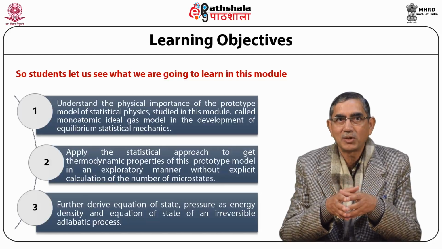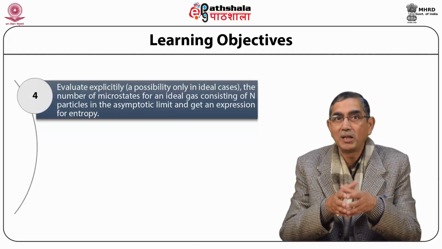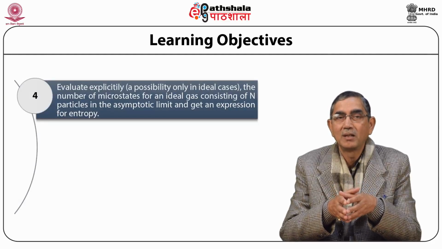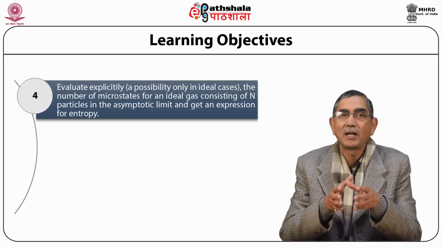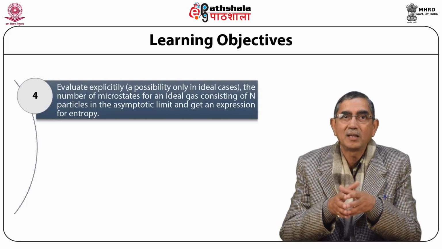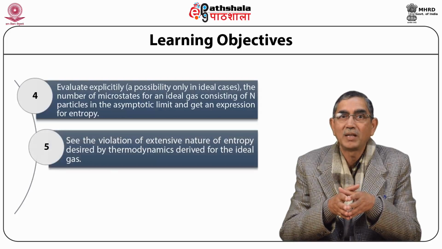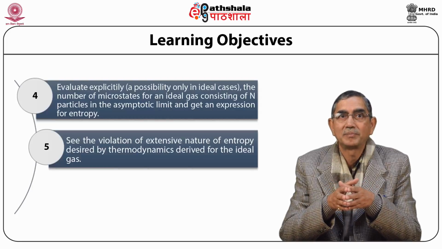irreversible adiabatic process. Evaluate explicitly, a possibility only in ideal cases, the number of microstates for an ideal gas consisting of N particles in the asymptotic limit, and get an expression for entropy, and see the violation of the extensive nature of entropy desired by thermodynamics, derived for the ideal gas.